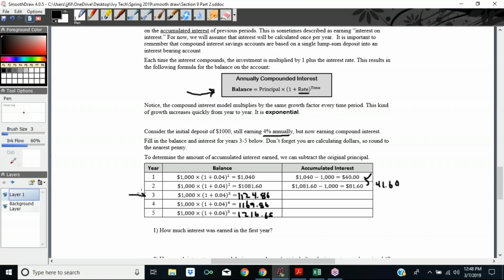So look at year 3. Remember year 3 and the other one was $1,120. This is $4.86 more because you're earning interest on top of the interest in this case. So if our deposit was $1,000, the accumulated interest is $124.86. Notice it's just this value minus 1,000, the deposit.